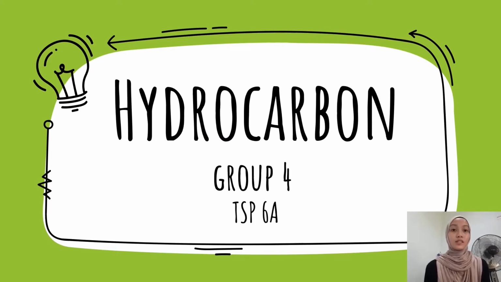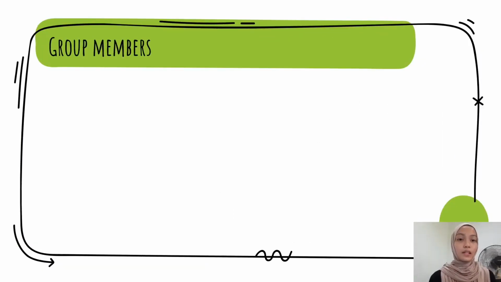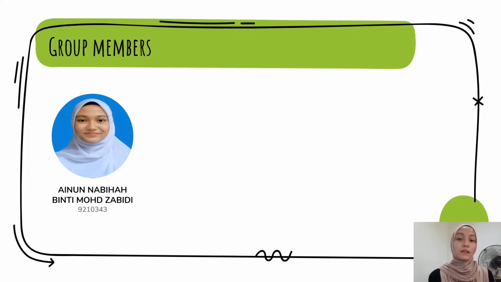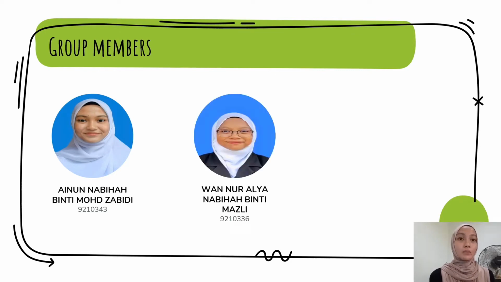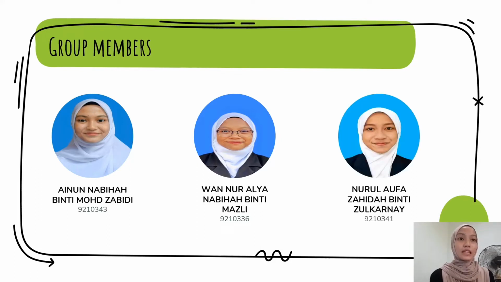Today, we would like to present our tasks that were given to us on the topic hydrocarbon. So first, let me introduce my group members. Me, NABIHAH binti ZABIDI. My metric number is 9210343. One NABIHAH binti MAZLI 9210336, and lastly, NURUL AUFA ZAHIDAH binti ZULKARNAY 9210341. So let's proceed for the task A.